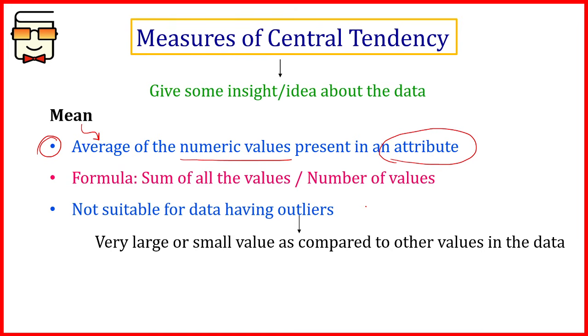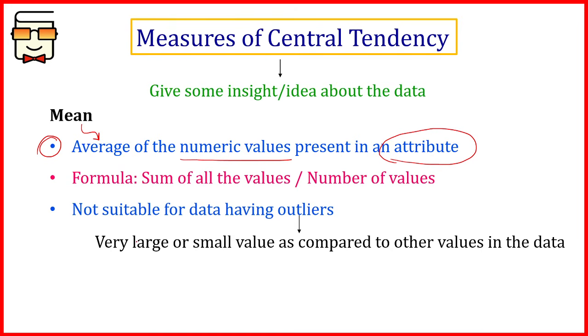So for example, if in an attribute most or almost all the values except a single value lie in the range of 50 to 100 and one single value is 4000, then that value is an outlier. Or on the other side, if one value is say 4 and all the other values lie in the range of 1000 to 4000, then that small value 4 is an outlier. It is lying outside of the normal range where the majority is lying, right?